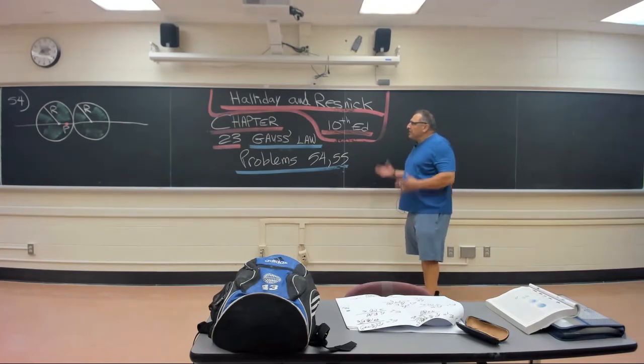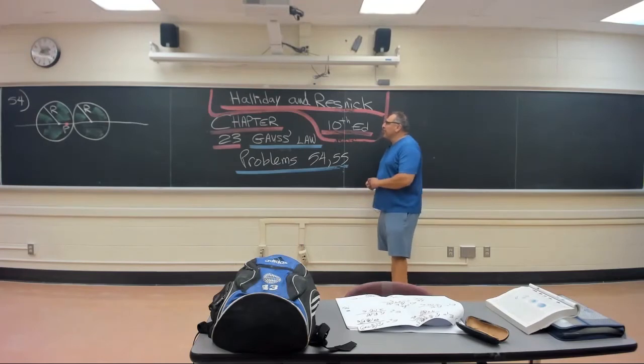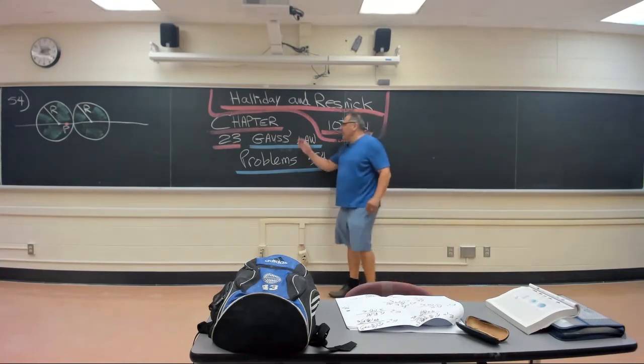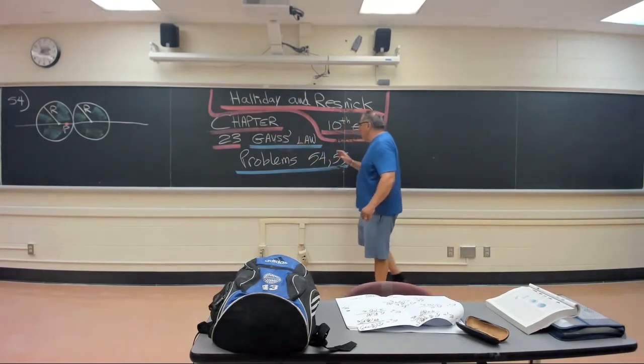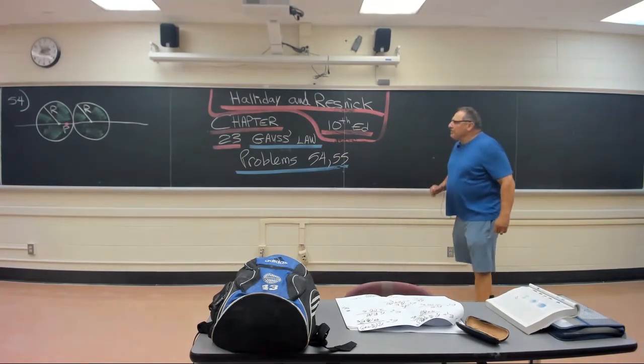Regarding elementary physics, the brilliant book from Halliday and Resnick, the 10th edition. We're going to talk about chapter 23, Gauss's Law, problems 54 and 55. 54 and 55 is what we're going to do.